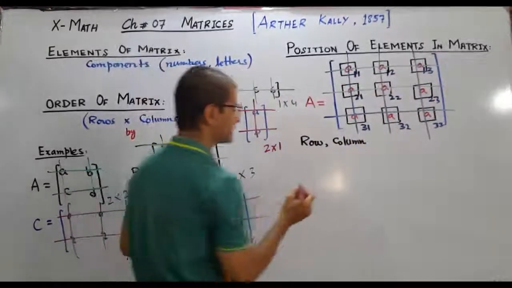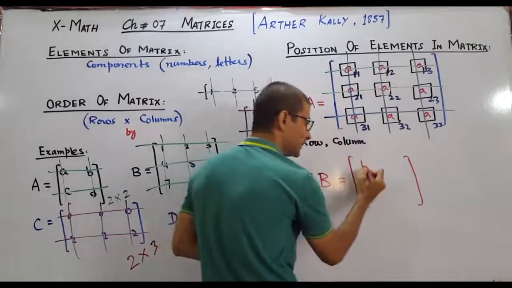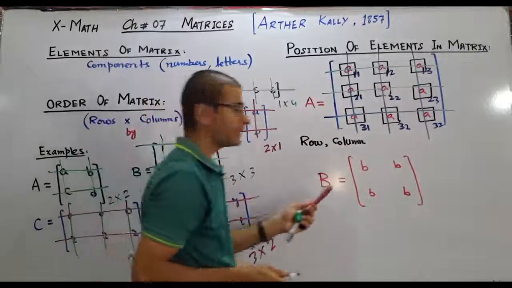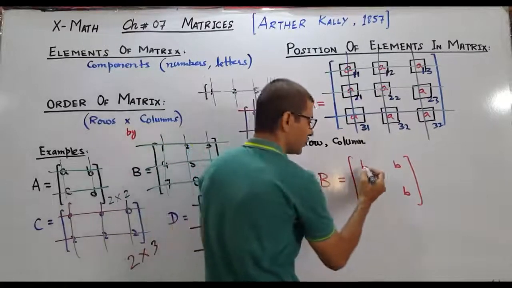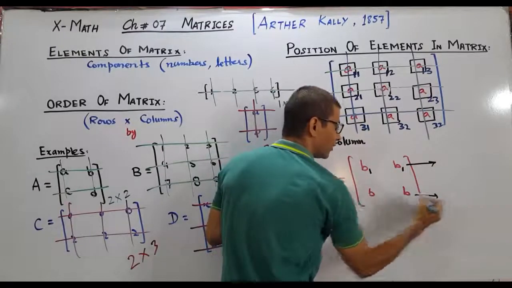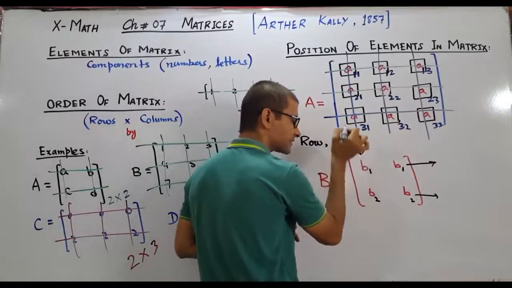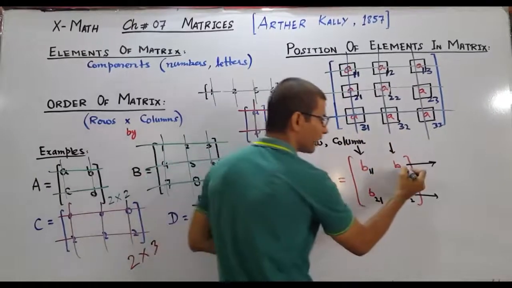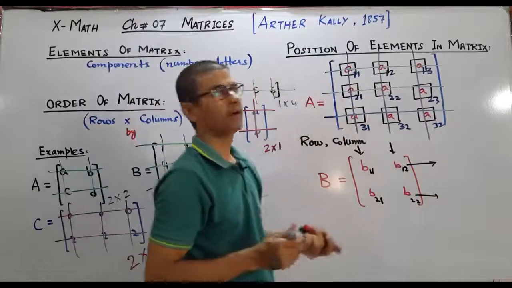We have another example. Let's suppose we have matrix B of order 2 by 2. B, B, B, B. We have to write the location of each member, the position of each member. So this is first row, so we will write 1. This is second row, we will write 2. This is first column, so we will write 1. This is second column, we will write 2. So this is the general way of position of elements.